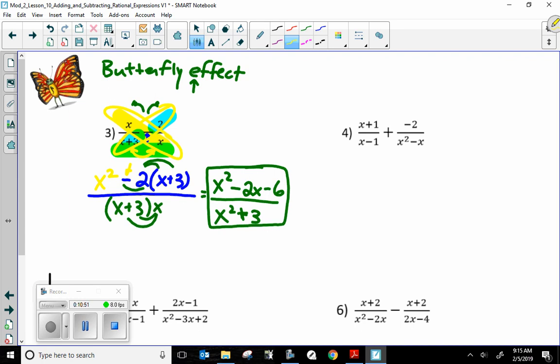I would not do that for number 4. How come? Because in order to multiply this times this, I'm going to have to FOIL, and it would get nasty. Something like this, I would try and get common factors. If it's simple like number 3, I would definitely do it. But for number 4, I'm going to look at my denominators, and I'm going to try and get them the same.